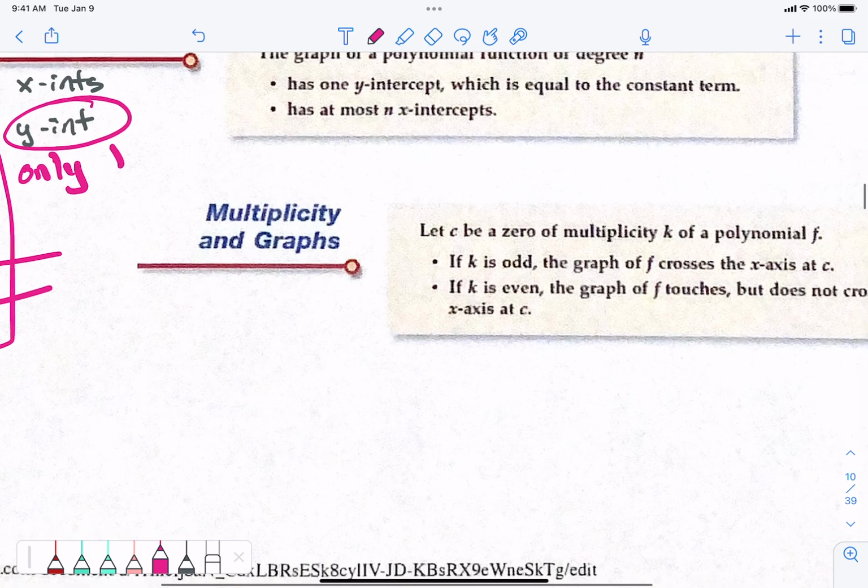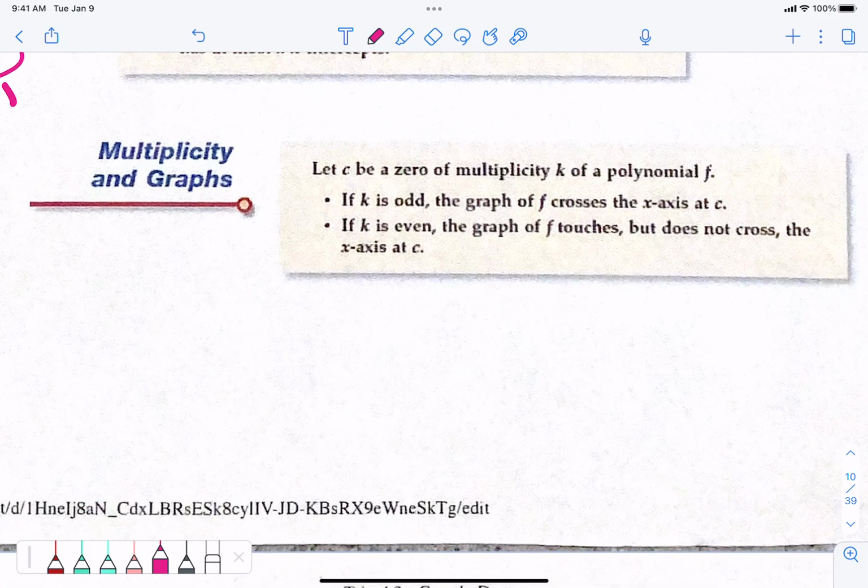Okay, this is something that you don't know, so everybody listen up. Calc kids, you know this probably, or you should. Multiplicity. Have we talked about the word multiplicity before? So let's say I have a polynomial function. I'm going to do a little example down here.